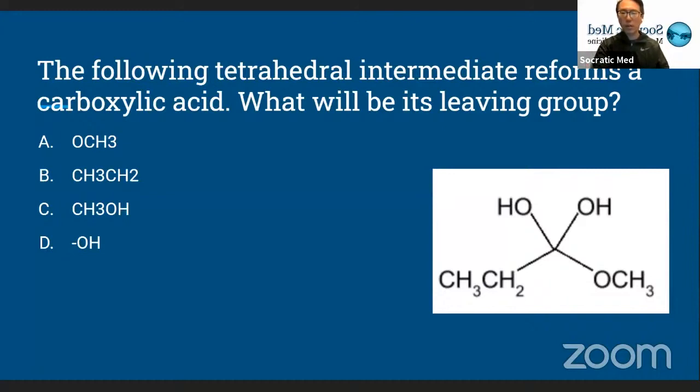So the only good leaving group is this OCH3 right here, and choice A is the trick answer because OCH3 would have a negative charge, and usually when molecules leave with a positive or negative charge, that's not favorable, so it would usually have to be a neutral leaving group. So when it leaves, this OCH3 will pick up a proton in order to form HOCH3. So that would be choice C.